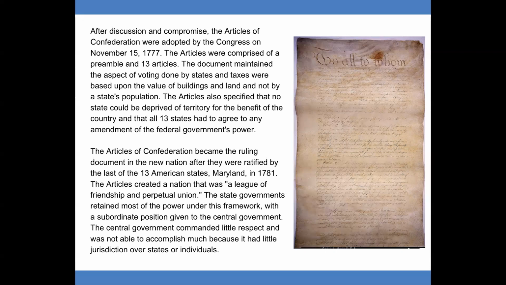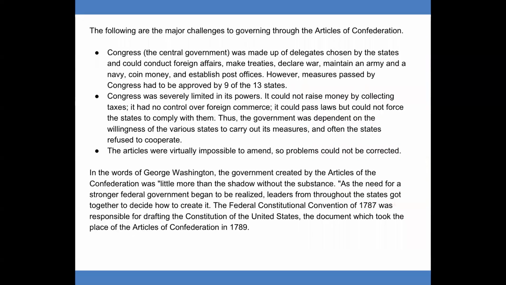The Articles of Confederation became the ruling document in the new nation after they were ratified by the last of the 13 American states, Maryland, in 1781. The Articles created a nation that was a league of friendship and perpetual union. The state governments retained most of the power under this framework, with a subordinate position given to the central government. The central government commanded little respect and was not able to accomplish much because it had little jurisdiction over states or individuals. The following are the major challenges to governing through the Articles of Confederation.